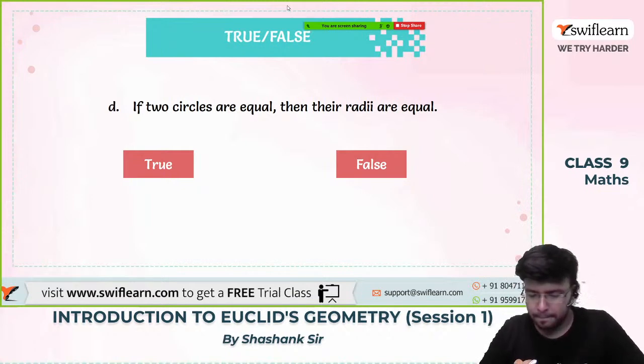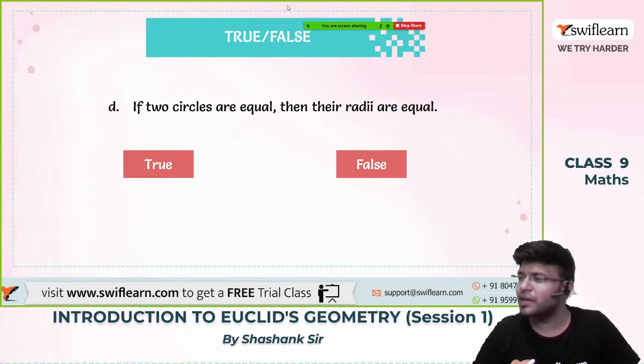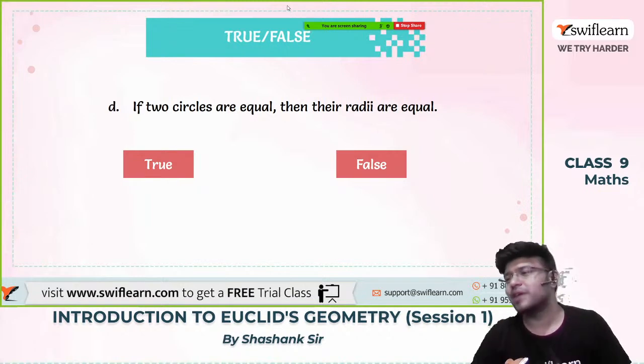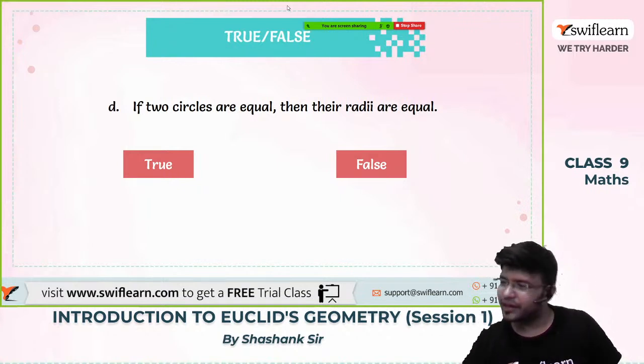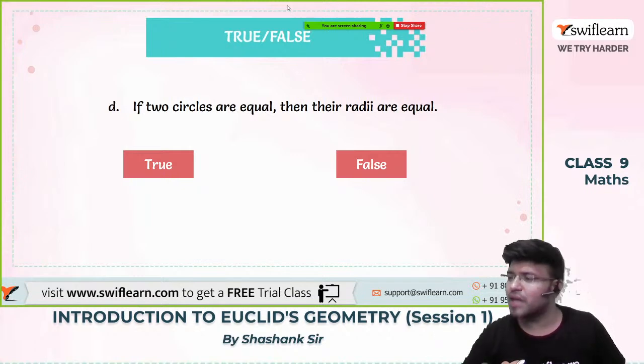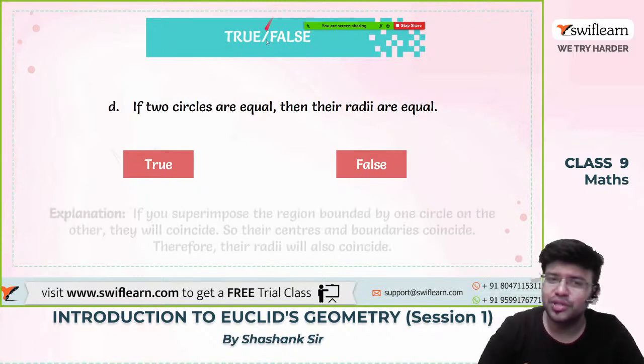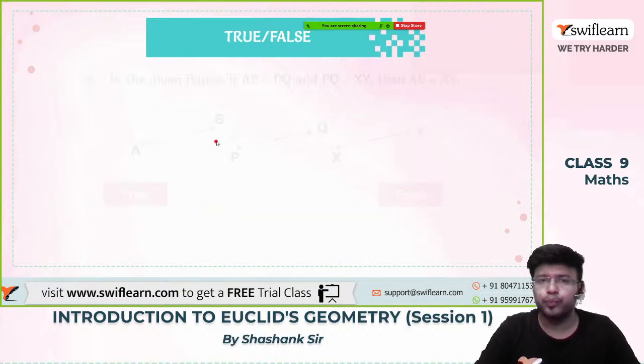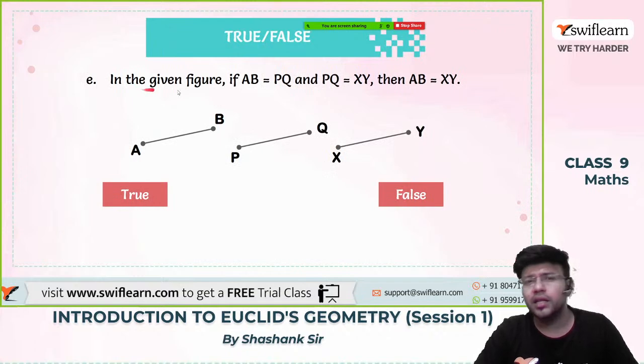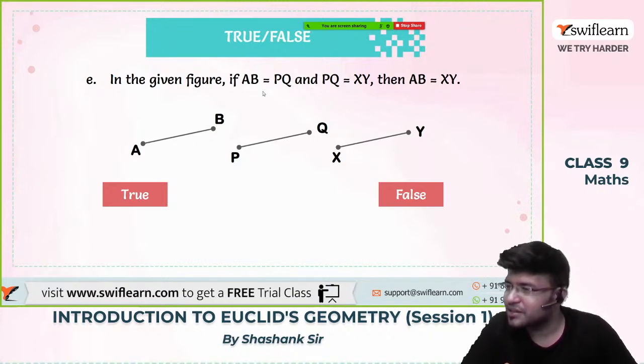Yes. Okay, this is axiom 4. If two things coincide with one another, they are equal. अभी क्या बोल रहे हैं? If two circles are equal, then their radii are also equal. So what is the answer for this? The answer for this is true. Yes, Sudhir, be quick next time. Okay, thoda fast, thoda fast. Yes, answer this.